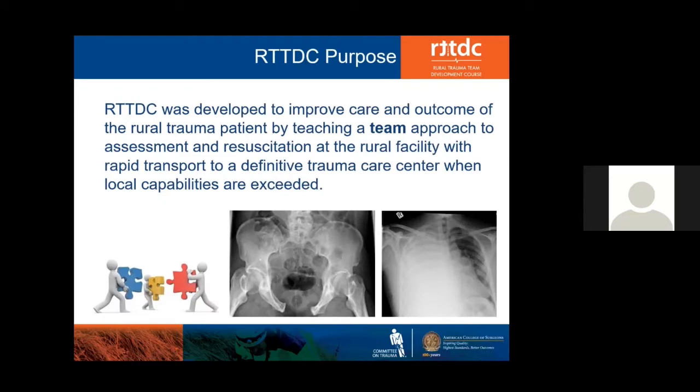So the Rural Trauma Team Development course was developed to improve the care and outcome of rural trauma patients by teaching a team approach in the assessment of resuscitation at a facility that is an austere environment where rapid transport to definitive care may not be so rapid. And the patient's care exceeds the capability of the local facility, not in terms of physicians or nursing, but just resources. May not have a neurosurgeon, orthopedist, et cetera, that can take care of these patients.